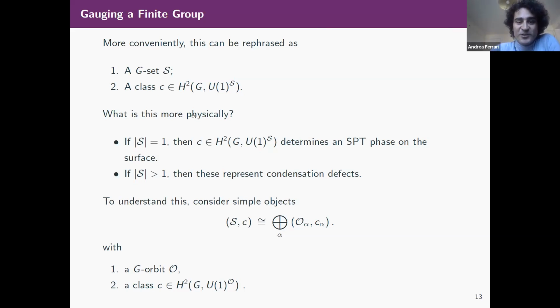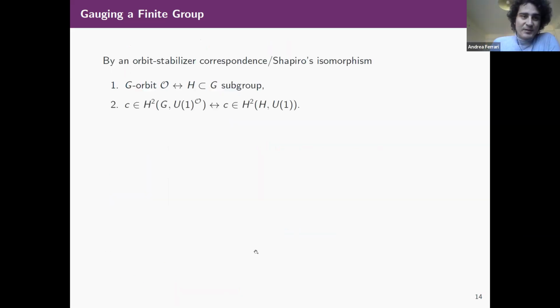Since we have a G set, we can decompose this G set into orbits, and accordingly, we can decompose this class here into orbit pieces, so to speak. Here O is a G orbit, and we have a class in this group cohomology determined by the orbit. All we are doing is taking this G set S and decomposing it into orbits. And then by an orbit stabilizer correspondence, also known as Shapiro's isomorphism, we can label G orbits by stabilizer subgroups of G. Correspondingly, we can take this class in H2 of G valued in 1O and convert it into a class in H2 of this subgroup valued in U1.